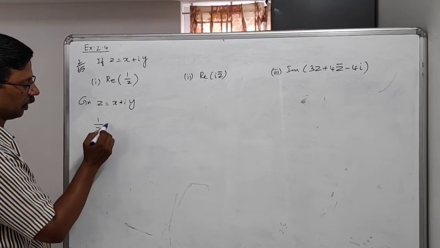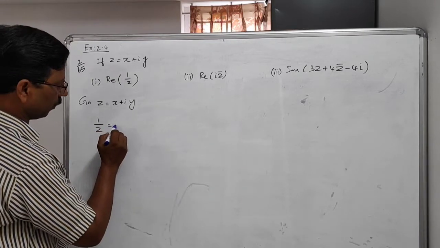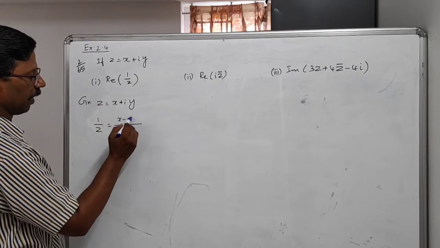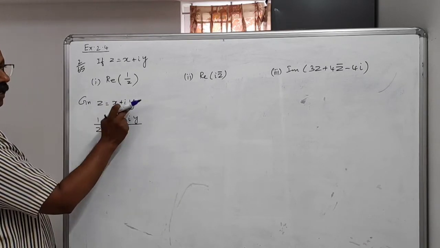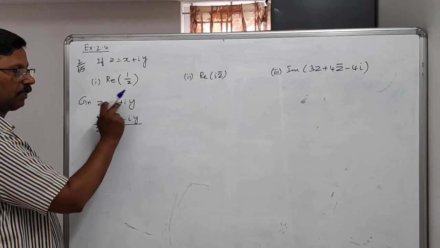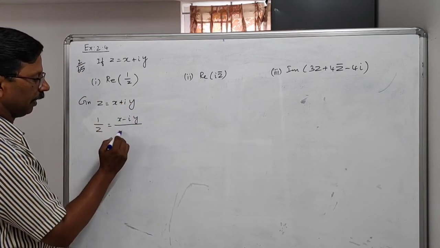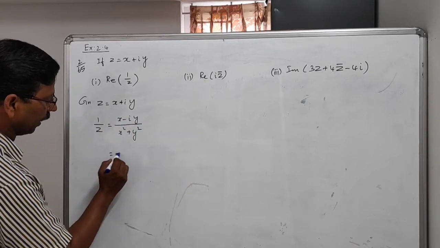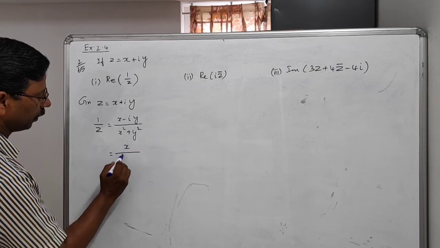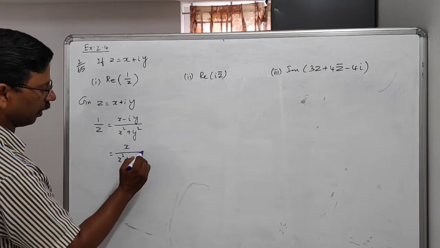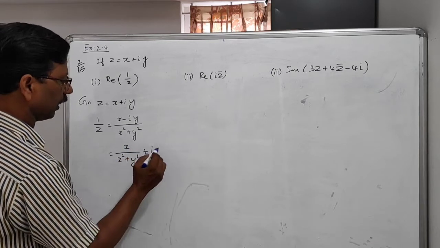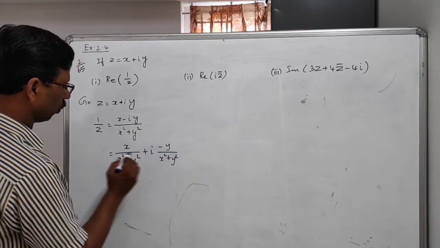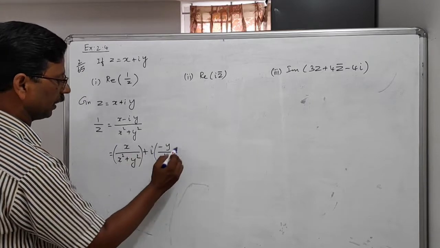1 by z is equal to, how do you find the shortcut method? Just take its conjugate, x minus iy. Then square the real part and the imaginary part, find the sum. You can write x square plus y square. Now this can be written as x by x square plus y square plus i into minus y by x square plus y square. Now this is in the rectangular form.